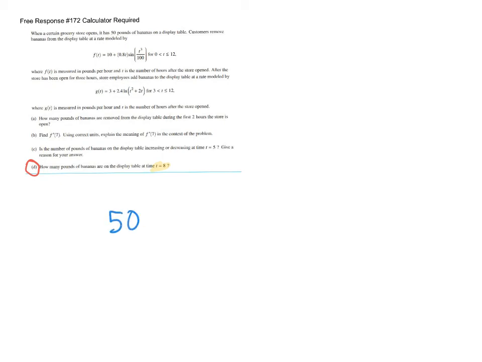And then we start taking away, and we do that with function f. So we're going to accumulate the amount that's taken away over the first 8 hours of f of t. But we start adding on starting at 3 hours. And we need to incorporate the pounds that we're adding back into the table between 3 and 8. And that's of g of t.